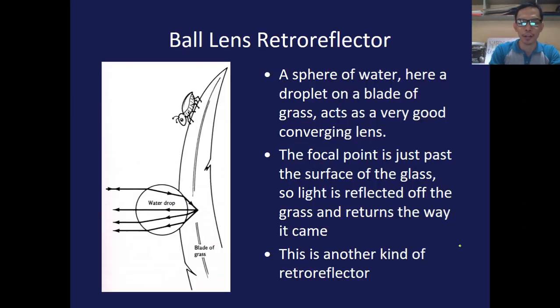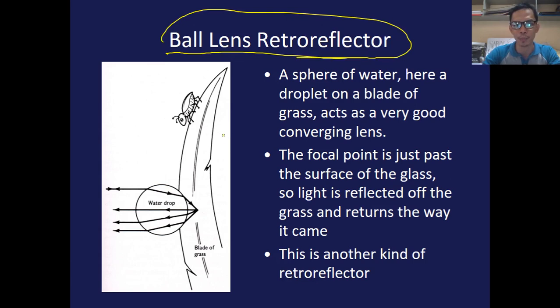We go now to the application of these lenses in this particular lesson that we are discussing. One example of a lens is the ball lens retro reflector. So what is this? If you happen to see some mist or water droplets clinging on a leaf, just like what we have right here, or clinging on a twig, that is a ball lens retro reflector.